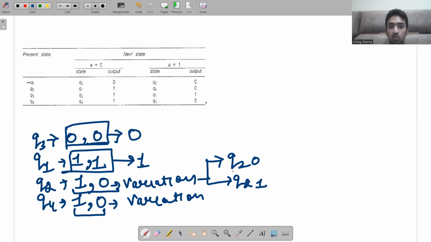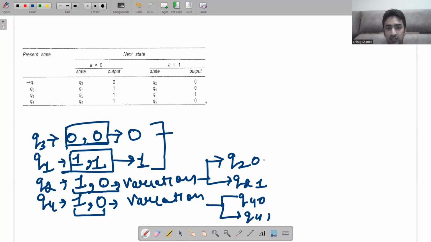So I created two states for Q2, and similarly I created two states for Q4 also, Q4 0 and Q4 1. Why I created those states? Because Q2 was having the output of 1 0, and similarly Q4 was having the output of 1 0. But why I didn't create for Q3 and Q1? Because both were having the outputs of 0 and 1. There was no variation at all. So wherever variation happens, I will create two states, Q2 0, Q2 1, Q4 0, Q4 1.